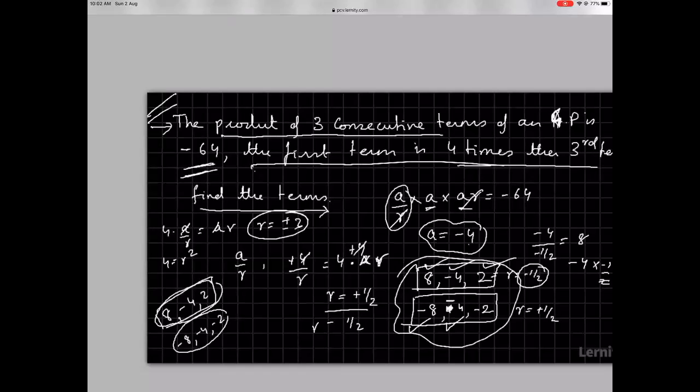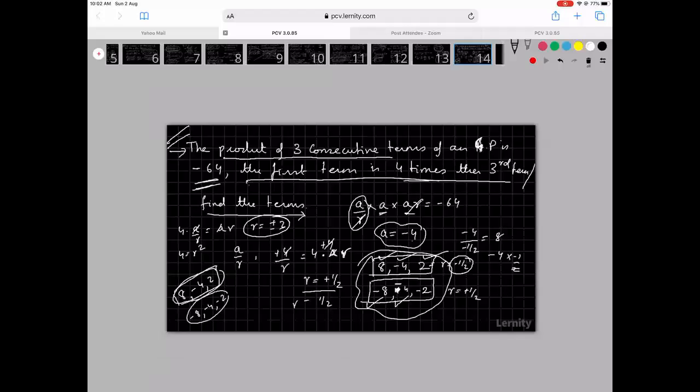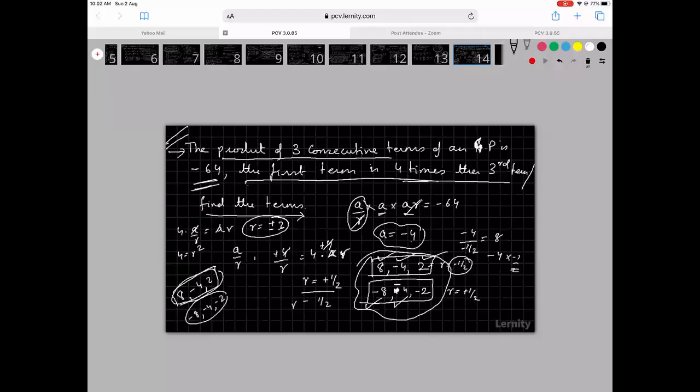So the first number is -4. If you are taking +2, then the next number will become -8. Sorry, the first number will become -2, the next number is A into R, and R is +2, so that is 8. So this is one set of numbers. The other set of numbers is -4 by -2, which is 2, then -4, then -4 into -2, which is 8. So these are your numbers.